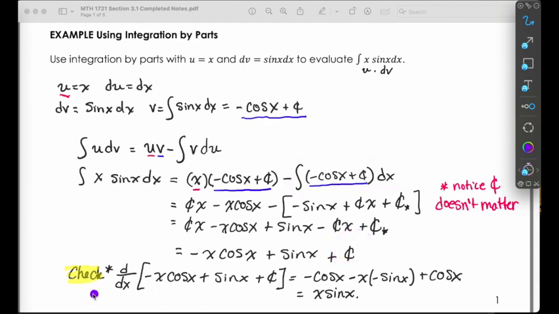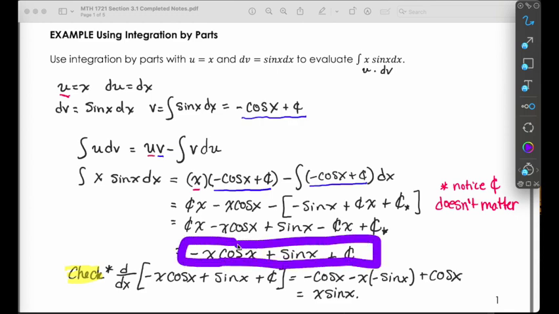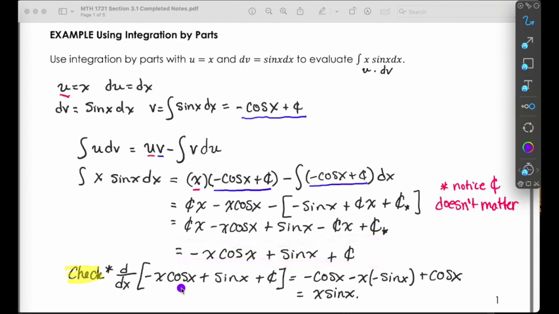Now, you can always work backwards and check it. And I highly suggest you do this the first few times because it helps you understand what's going on. If I want to make sure that this worked, I would take the derivative of this and make sure I get x sine x, just working backwards.